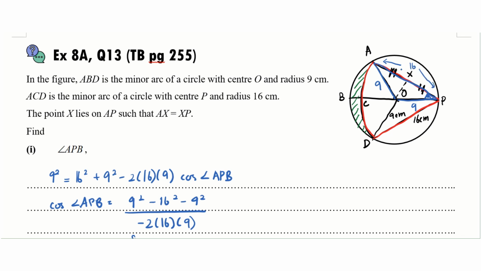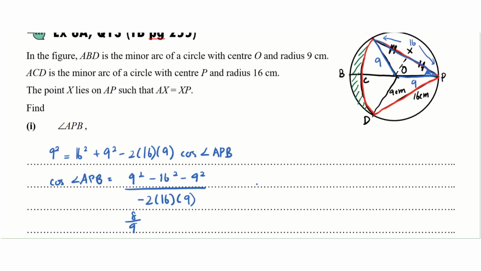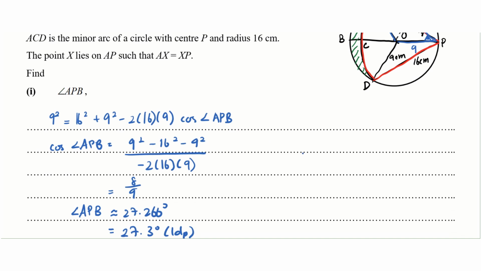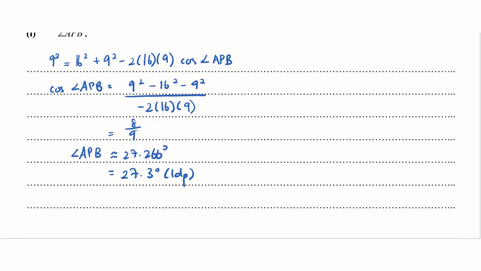So now that we have all these lengths for the triangle AOP already, we can apply the cosine rule to achieve the angle APB. So using our formula, we will achieve this equation, and cosine of angle APB will eventually be 8 over 9. Then by taking cosine inverse, we get the final answer to be 27.3 degrees.